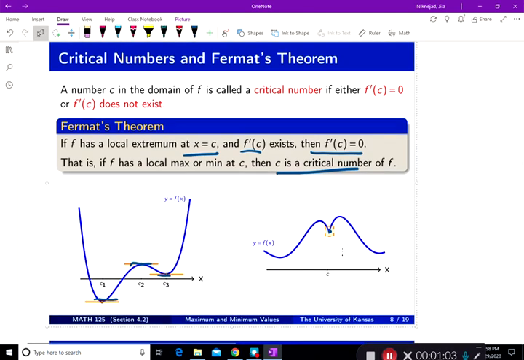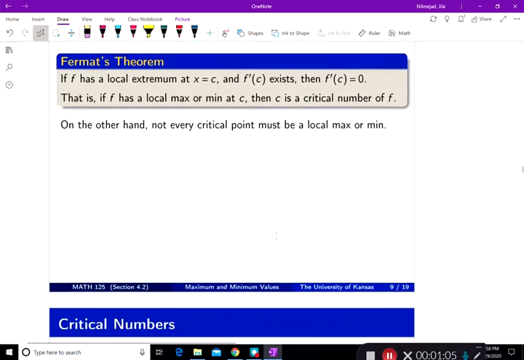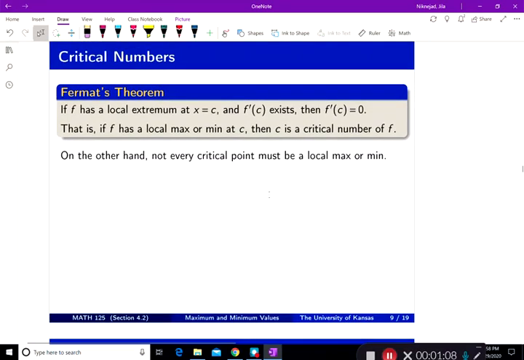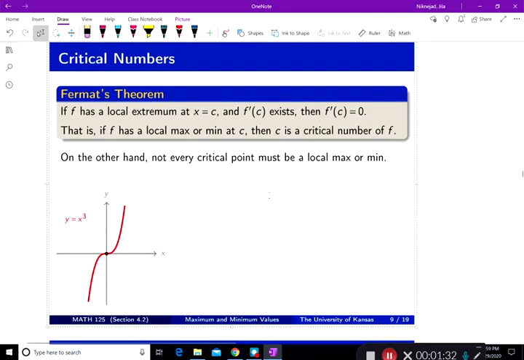Now, in the next part, we want to make sure to know that Fermat's theorem is telling us if c gives a local extremum, then c is a critical number. It does not work the other way around. If c is a critical number, we are not guaranteed to have a local max or local min at c. And here's one example.